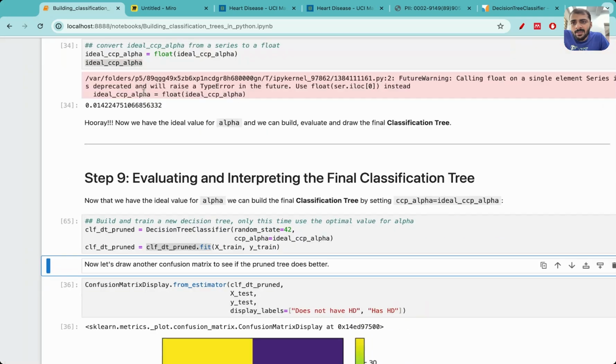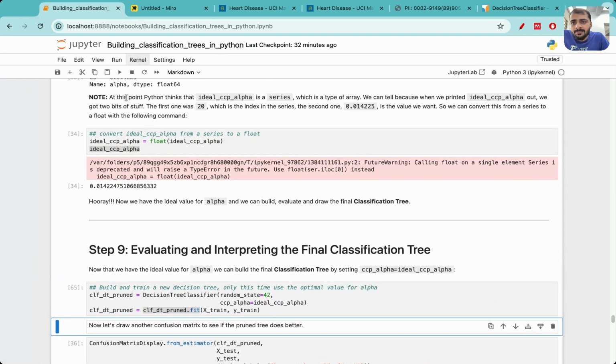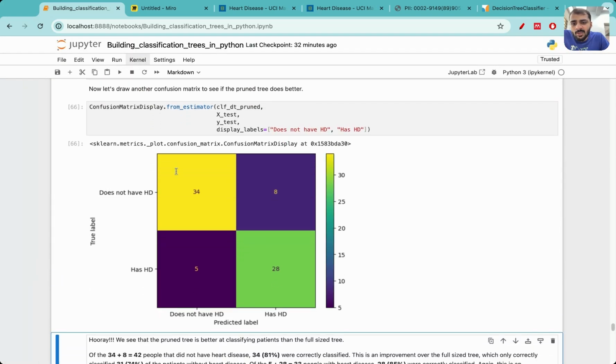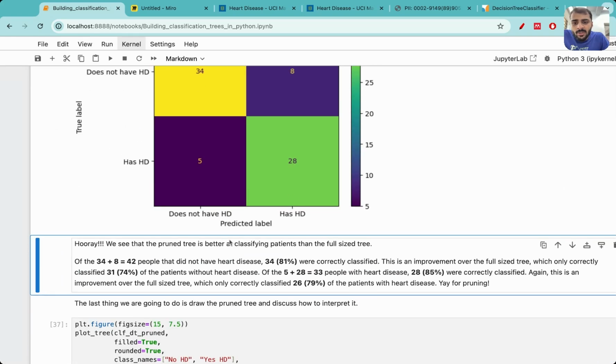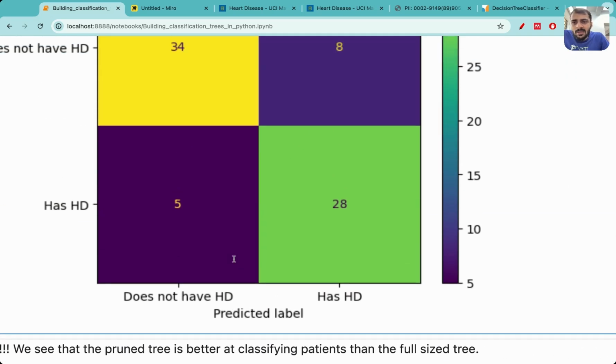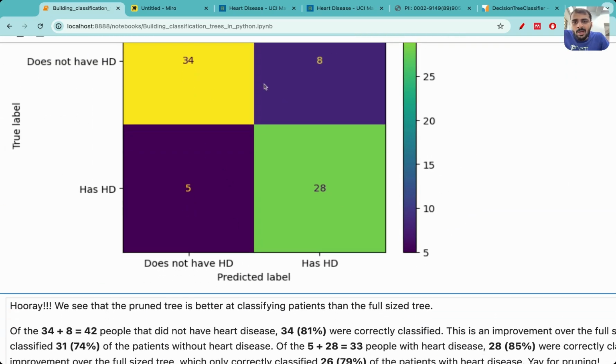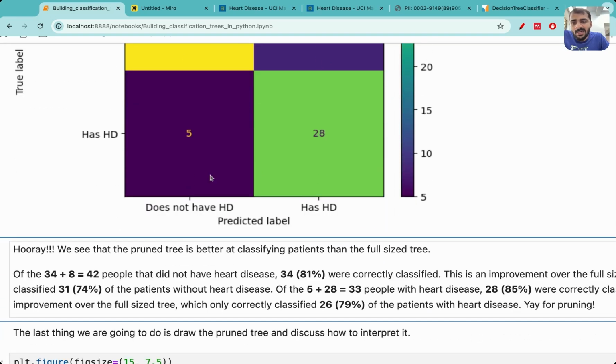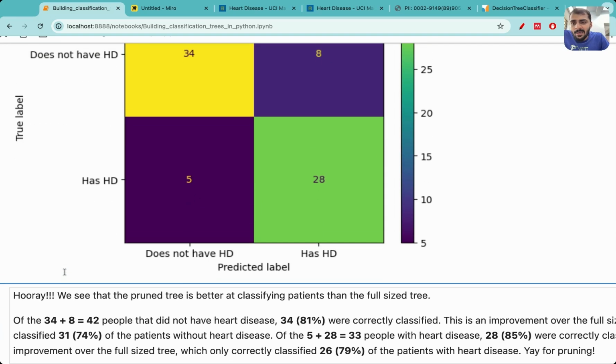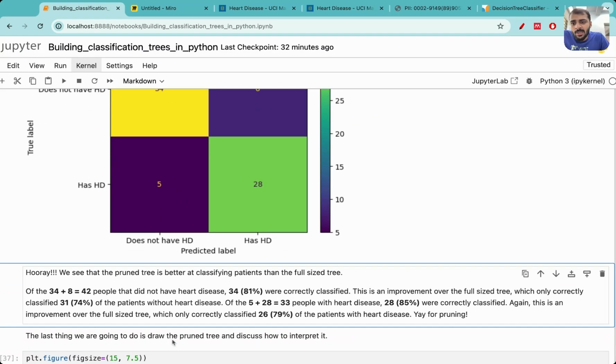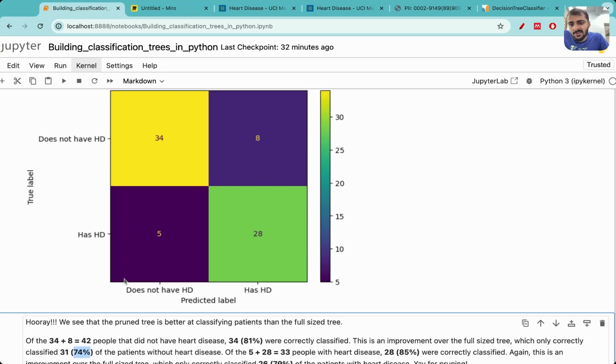And now let me actually plot the confusion matrix once more. So here now we can see that, let's look at the top row. Out of 42 people who did not have heart disease, 34 people we are classifying correctly as not having heart disease, which is 81%. In the previous case, it was 74%. So there is a 7% improvement in accuracy.